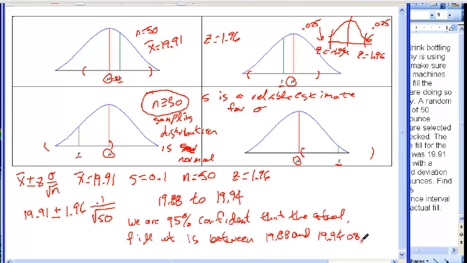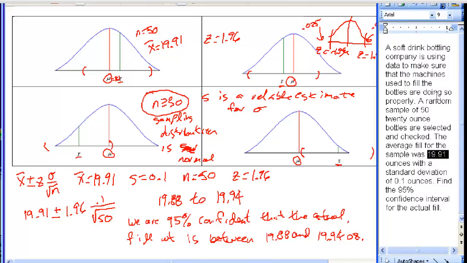Now, something that we might want to notice is that 20 ounces is not inside this interval. We're supposed to be making a determination as to whether or not we're filling these bottles to what we say we're filling them to. Well, if the population mean we're saying with 95% confidence is between 19.88 ounces and 19.94 ounces, then we are not filling our bottles to the proper amount, and we should probably adjust the machines to fix that.